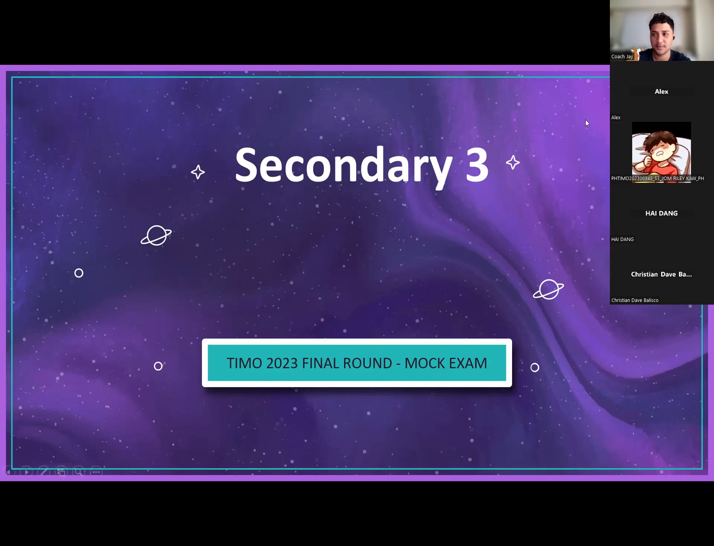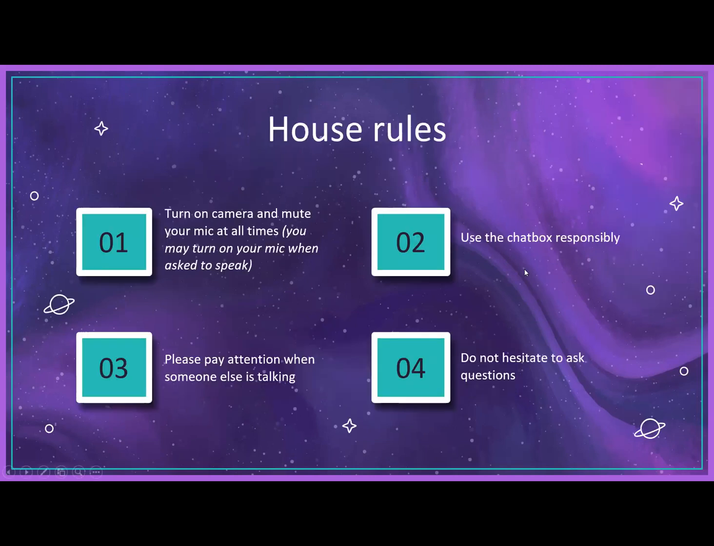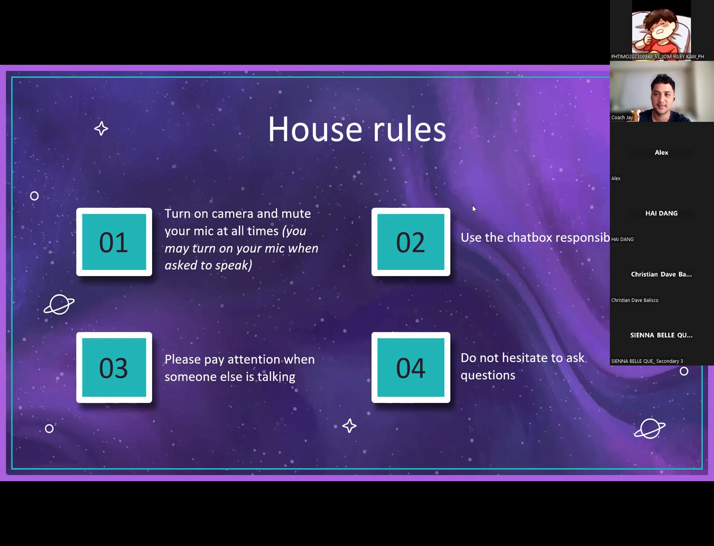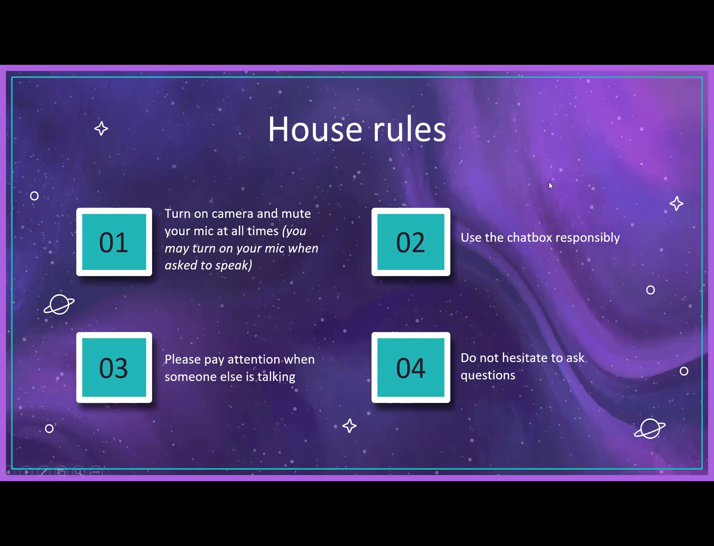Okay, so let's talk about the rules here. So first is turn on your camera and mute your mic at all times, please. If you can mute your mic, maybe I'll give a warning. Okay. Also use the chat box responsibly. And please pay attention when someone else is talking, or I ask some of you to explain your solution.